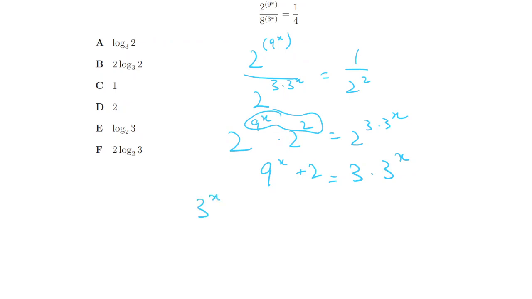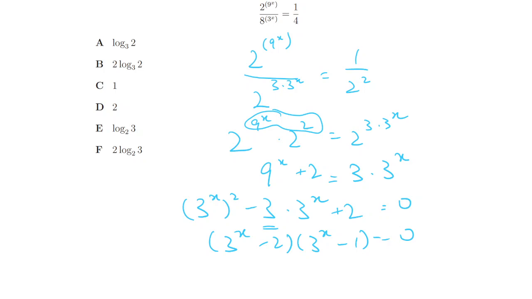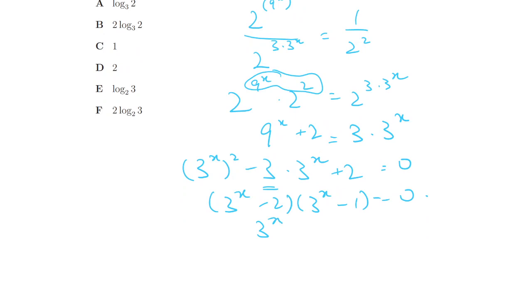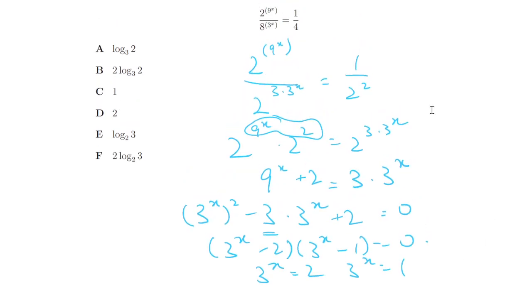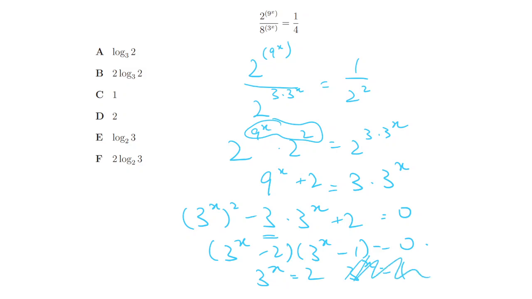So, 3 to the x, all squared, that comes from 9 to the x, minus 3 times 3 to the x. So, that's the coefficient for the b in the quadratic. Plus 2 equals 0. So factorize: 3 to the x minus 2, 3 to the x minus 1 equals 0. Good, and then what do we have? So either 3 to the x is 2 or 3 to the x is 1. And remember, x is non-zero. So therefore, this one is not possible, because 3 to the power 0 is 1. Okay, so therefore we are left with 3 to the power x is 2.